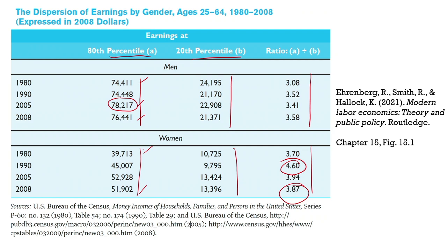Now, another important aspect of this table is with respect to the gender differences, and that is very stark. Women's earnings at both the 80th and 20th percentiles were consistently lower than men's throughout the period. And the rate of increase in earnings for women at the 80th percentile was higher than for men, reflecting some progress in reducing the gender pay gap at higher earnings levels. But the earnings disparity within each gender, as indicated by the ratios, suggests that inequality within genders persisted and sometimes even increased.